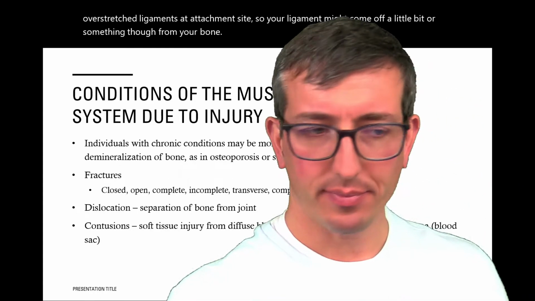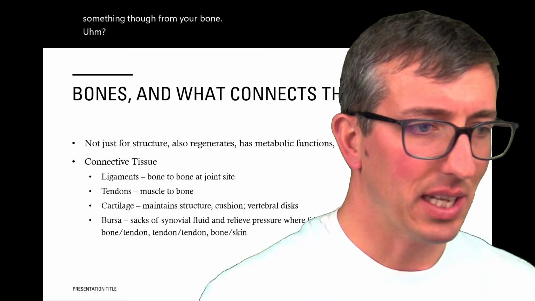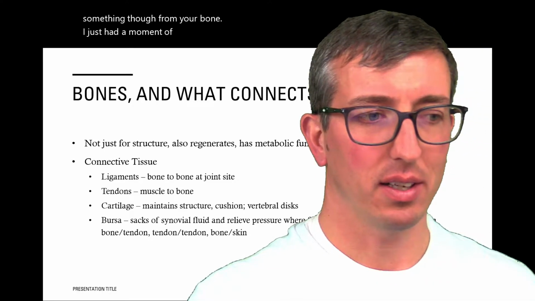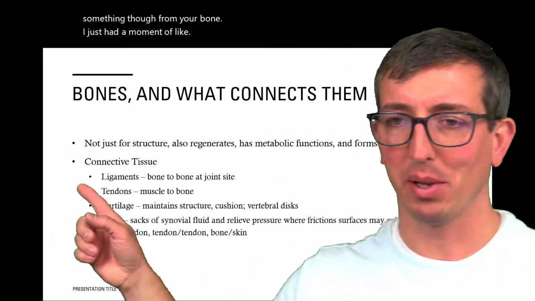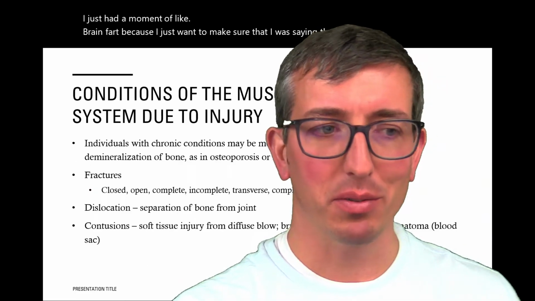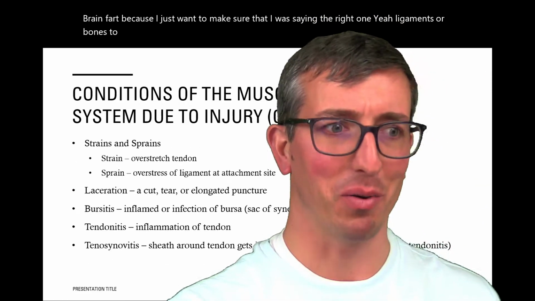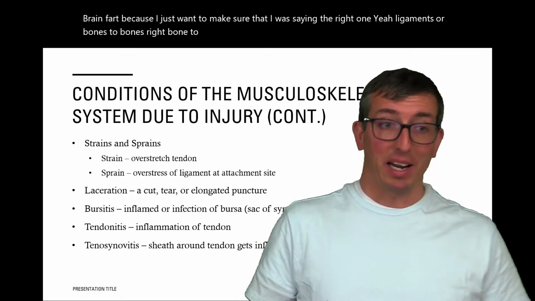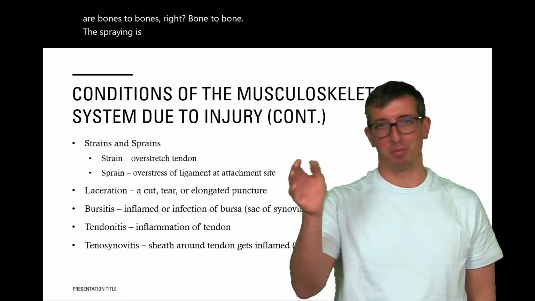I just had a brain fart because I wanted to make sure that I was saying the right one. Yeah, ligaments are bone to bone, right? So a sprain is then detachment from a bone, basically.